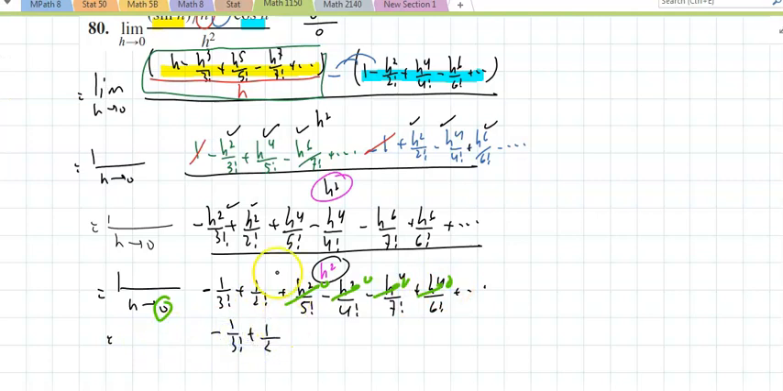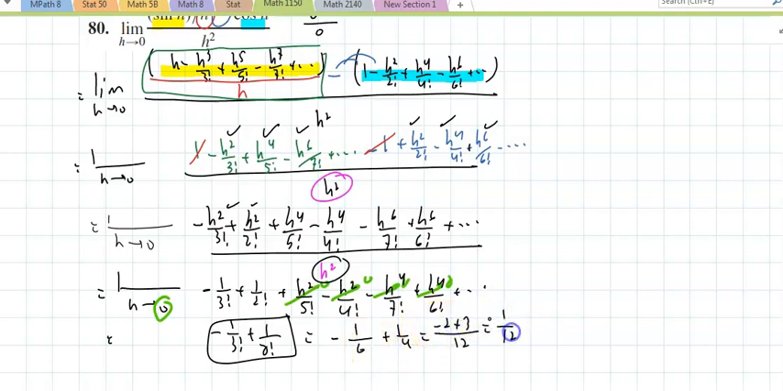On a test, this is good enough, right? You want to match it with the back of the book. That's negative 1 over 3 times 2, that's 6, plus 1/4. LCD is a 12. That is negative 2 plus 3, that is 1 over 12. And that's the limit, and that's pretty much it.